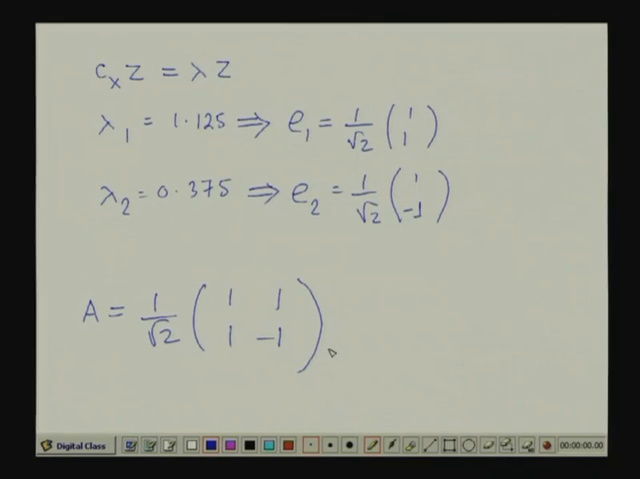Now, what is the implication of this? So, you find that using this particular transformation matrix, if I apply the KL transformation, then the transformed vector will be y equal to A into x minus mu x.